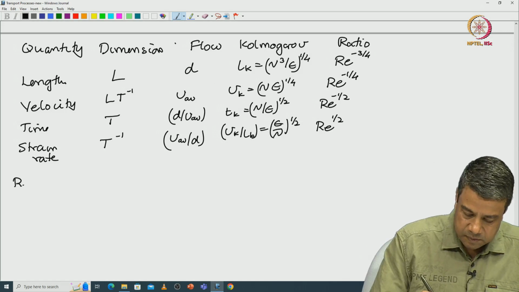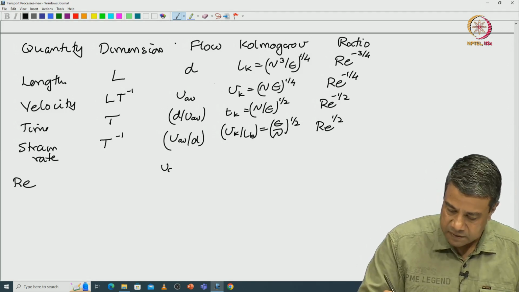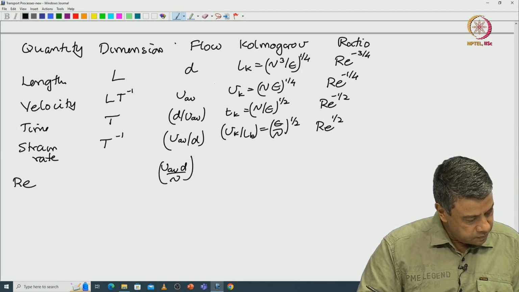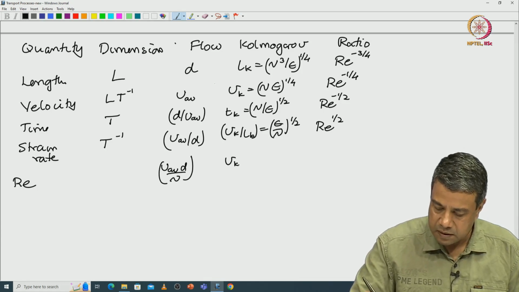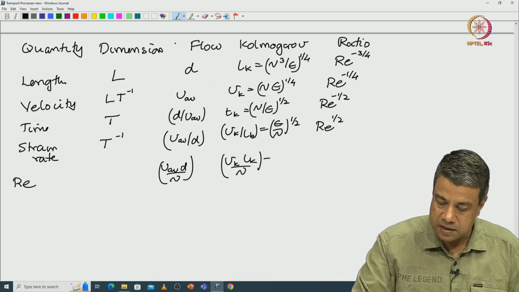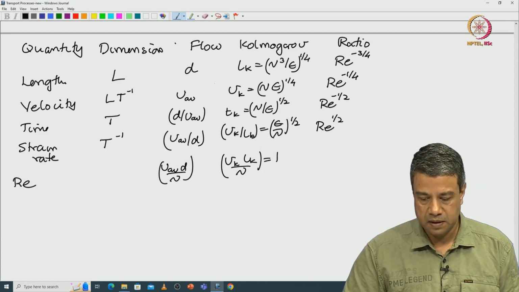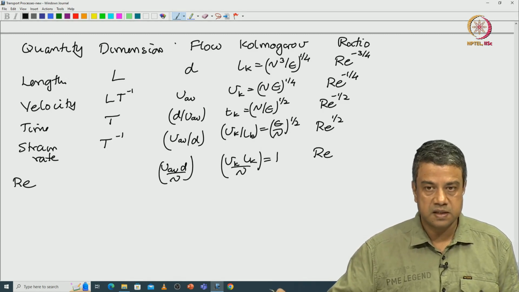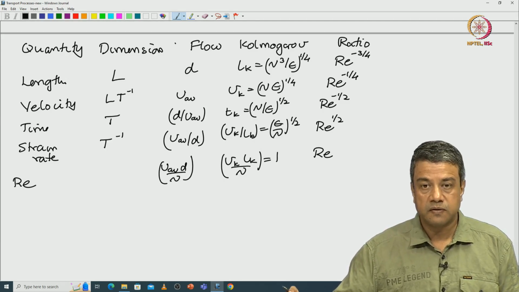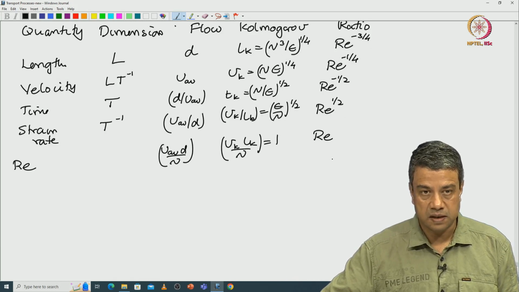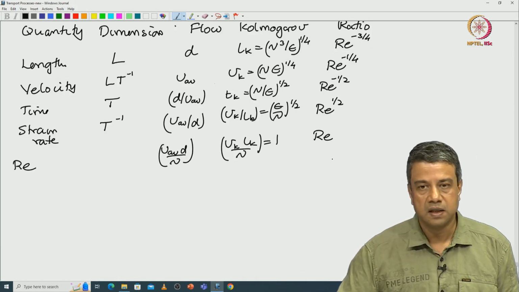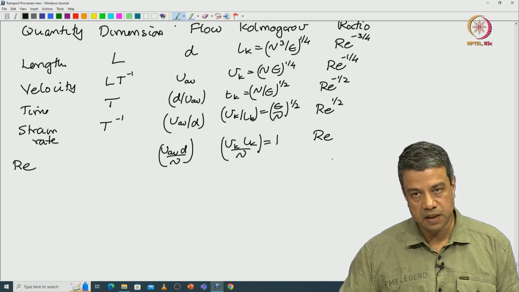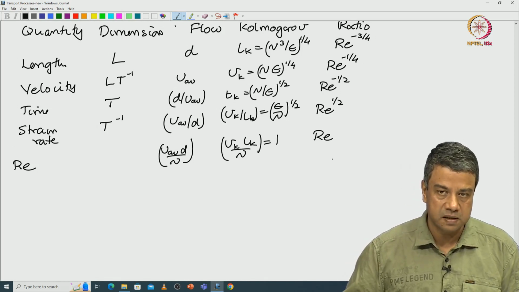The Reynolds number is dimensionless. This is V average d by nu. This is Vk Lk by nu, which we just calculated was 1. Therefore, the ratio of these is just Re. The Reynolds number for the large scale flow is the flow Reynolds number. Reynolds number for the Kolmogorov scale is just 1, because it is only if the Reynolds number is 1 that the energy dissipation rate at the small scales will be equal to the power input per unit mass at the large scales.